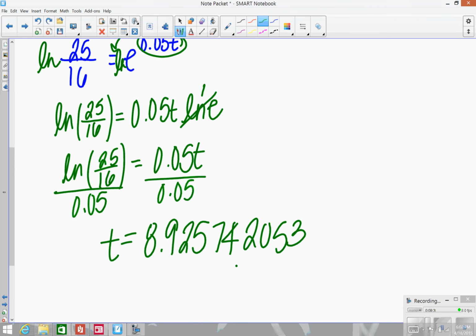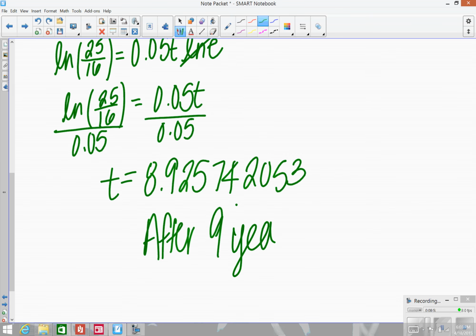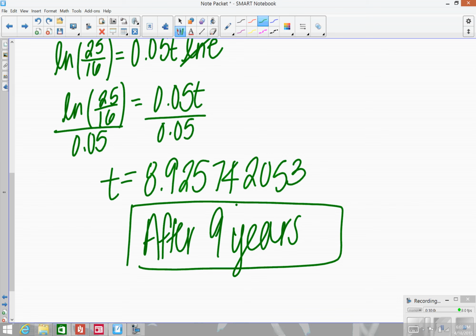8.925742053. So that tells me after 9 years, because it's going to take about 8.9 years, so almost 9 years. So we might as well just say after 9 years this will happen. So the population will grow to that amount after 9 years, or 8 years and almost 9 years, 8.9 years. So I'm just going to round up and say 9 years for that.